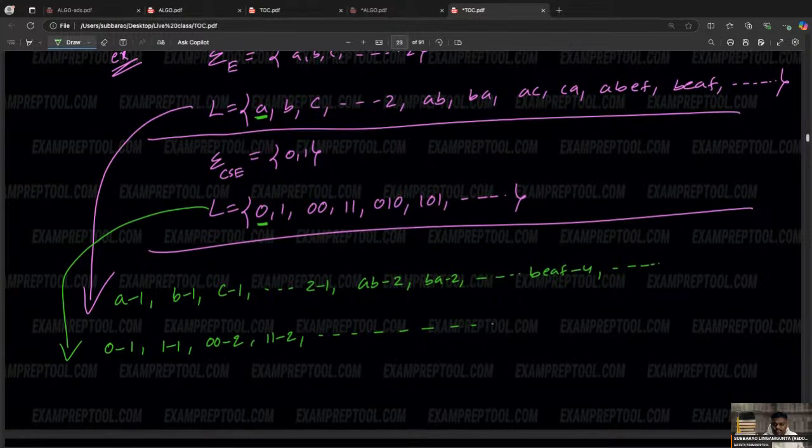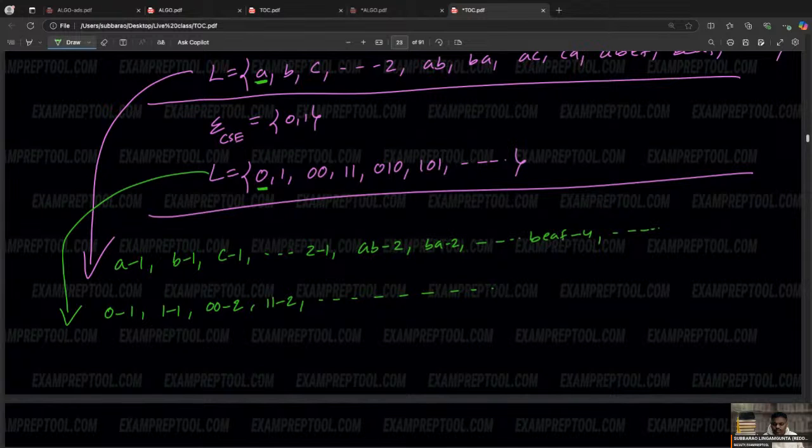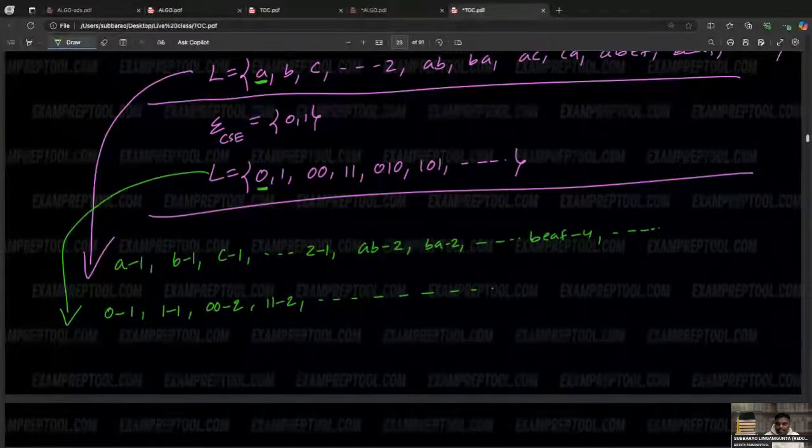Now why am I saying this? Can anyone help me? What is the minimum length of any string possible? A string is a collection of characters over the given alphabet. Over the given alphabet, any sequence is known as a string. Any sequence you take, what is the minimum length? Everyone type. Yeah, minimum length is one.